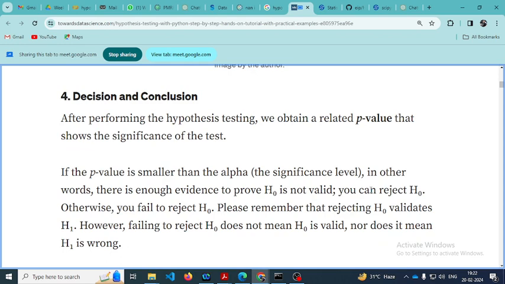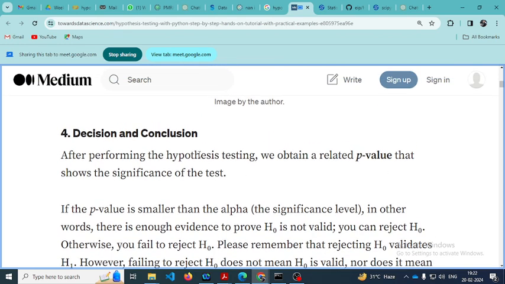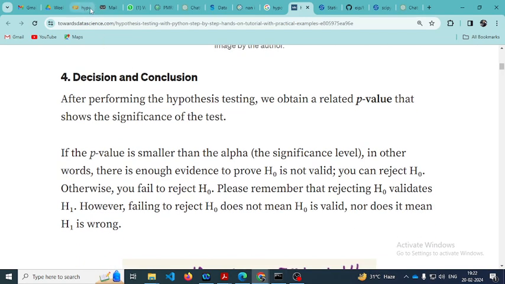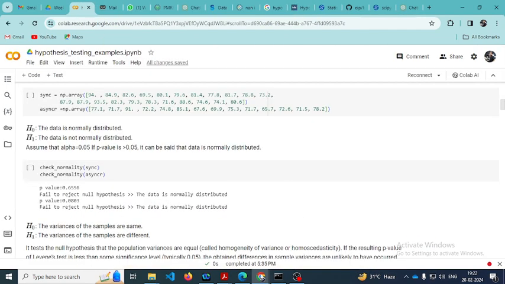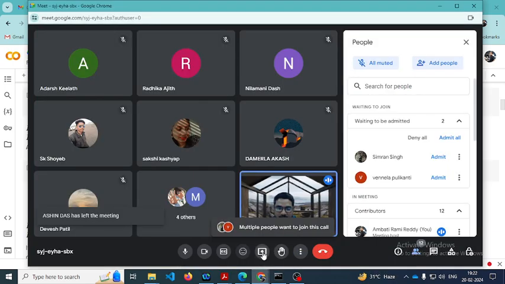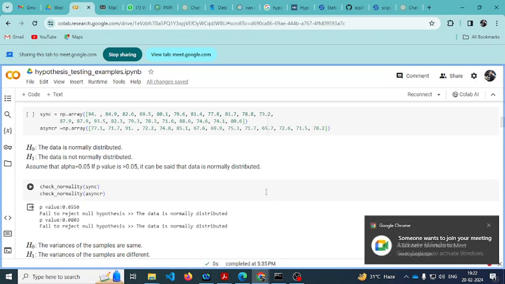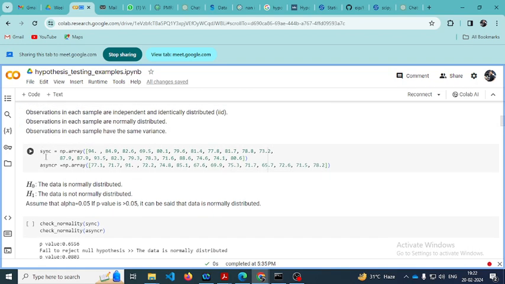So the decision or the conclusion: after performing the hypothesis testing, you will try to obtain the p-value, which will show the significance of that particular test. Let me show one example so that you will get more clarity. We have data, and I'm going to assume my hypothesis based on this data.